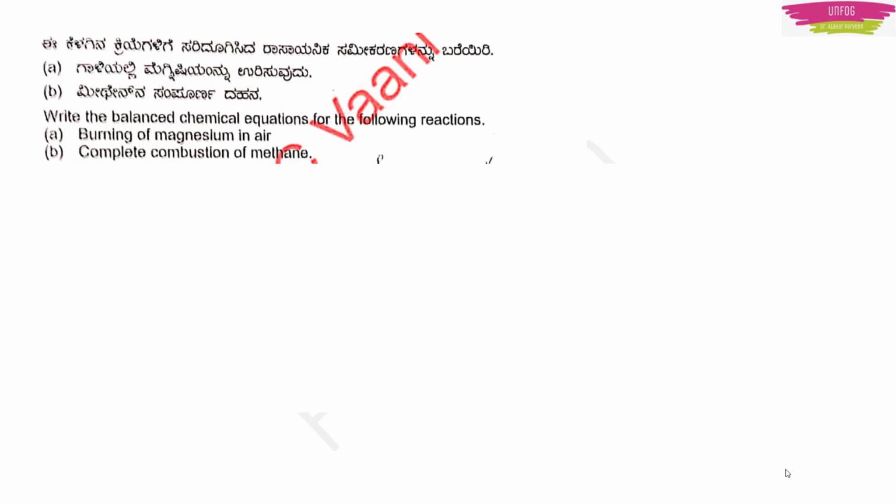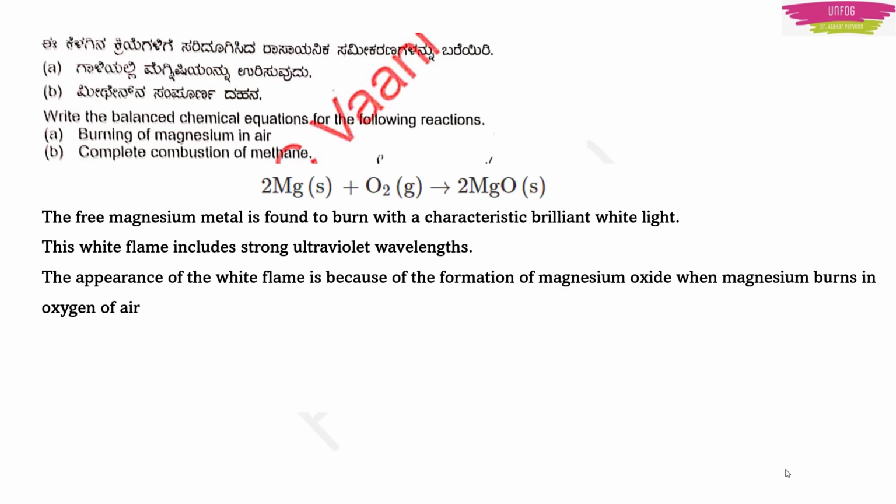Then you should know the chemical equations, how to write the chemical equations, how to balance them. For example, this is a question from your previous year question paper. Write the balanced chemical equation for the following reactions. Burning of magnesium in air. First you write this chemical reaction, then you balance.